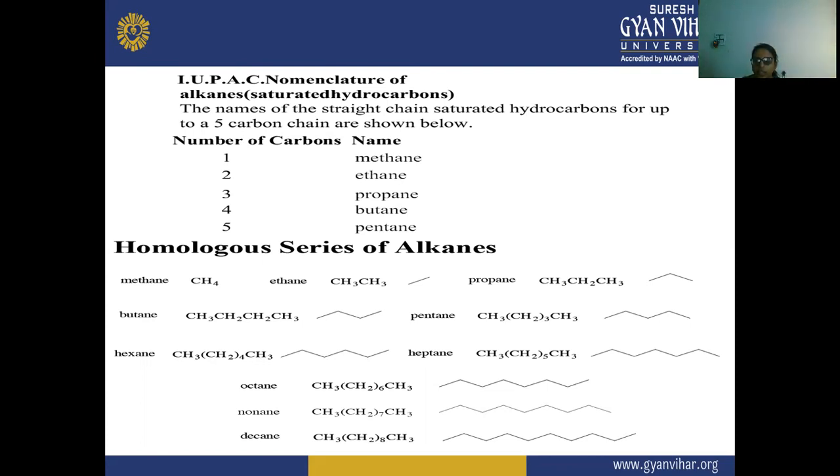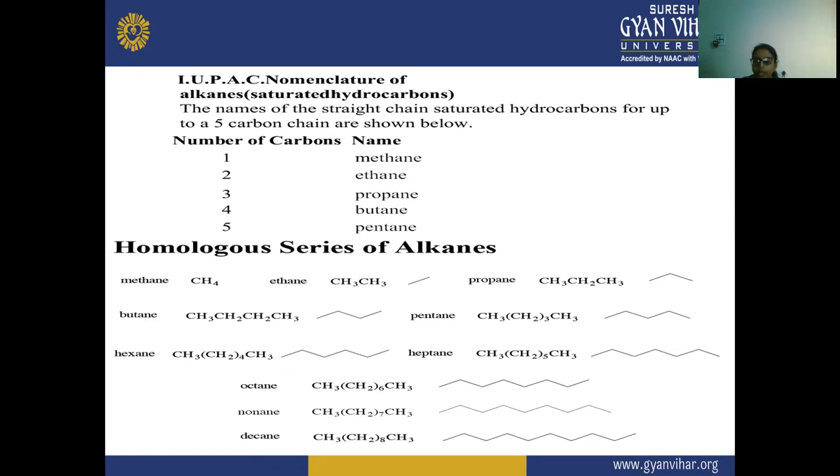Next, ethane is C2H6. It has 2 carbon atoms, and the hydrogen is 2 into 2 is 4, plus 2 is 6. So here it has 6 hydrogen atoms. Now in the case of propane, there are 3 carbon atoms, and 2 into 3 is 6, plus 2 is 8 hydrogen atoms.